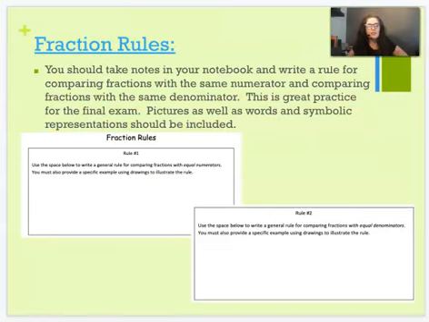You have an activity on Canvas where you write the fraction rules. Be sure to read directions. It says write a general rule for comparing fractions with equal numerators for the first one and equal denominators for the second one. Try to use a copies of statement so you're used to it. It also says provide a specific example and use drawings to illustrate the rule. Okay, so be sure you have all three of those things: a rule, an example, and a drawing.